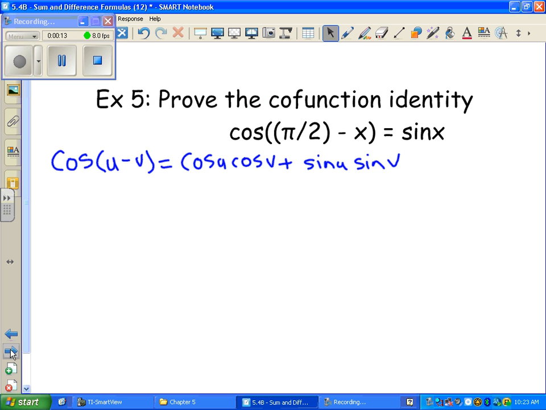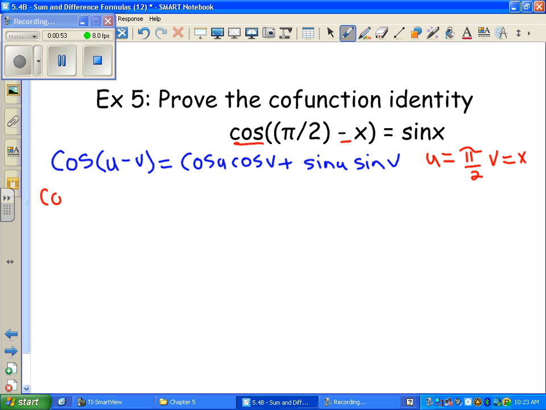The first way we're going to do that is to prove this cofunction identity. This identity is in your table of the trig identities that you should know. We're going to prove it using the difference formula. We have cosine here, and then we have a difference, so we're going to use the cosine of u minus v. This is the general formula, and in this case, u is going to be pi over 2, and v is going to equal x. So it's just a matter of substituting and then simplifying.